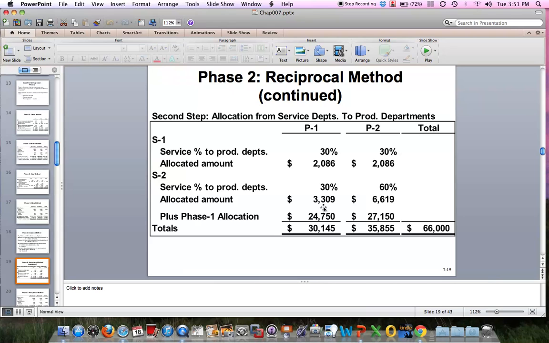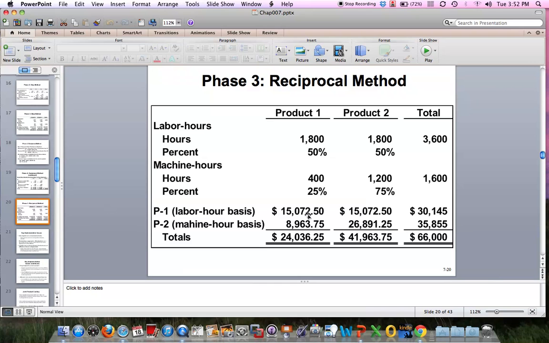233. Then we add back the phase 1 allocation like we've been doing with the other examples, and then we get our totals in the magic number of 66,000. And so once we've got that, we can do phase 3, and then we can allocate back to each product like we've been doing before. These numbers and percentages have been the same in phase 3 for every single method. What's been different is what we're multiplying that by, and this time we're multiplying it by the 30,145 and 35,855 to get to those numbers. So again, page 233, Exhibit 7.8 will show you each of those numbers in a little bit better detail than what we have right here.